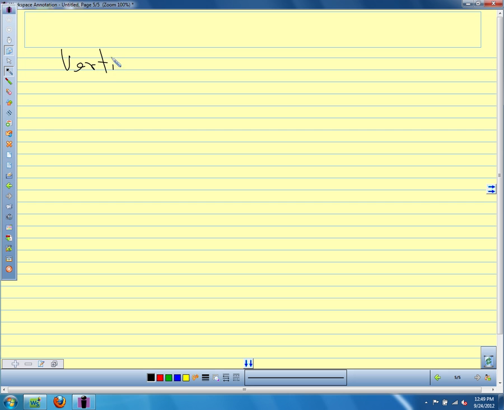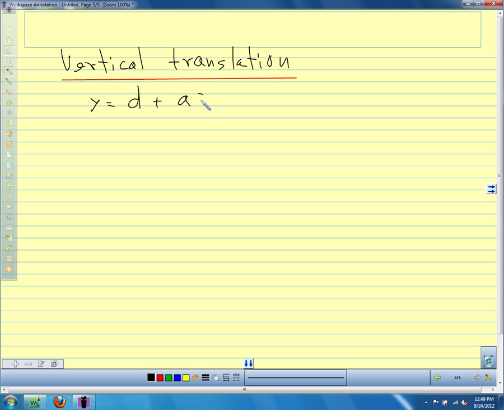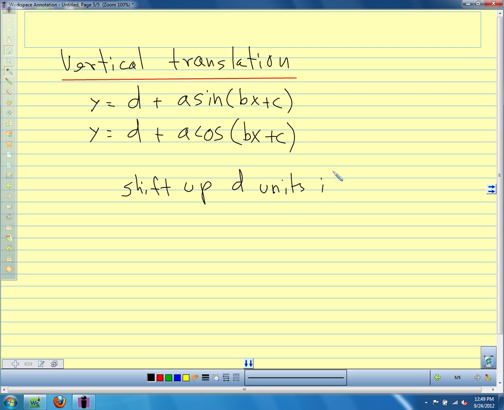So if we have a vertical translation, this is going to be our most general form of our function. y equals D plus A sine(bx plus c), or y equals D plus A cosine(bx plus c). The D gives us a vertical shift up or down. We shift up D units if D is greater than 0, and we shift down D units if D is less than 0.